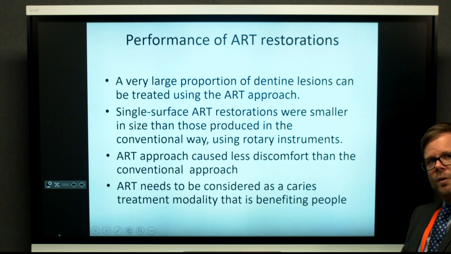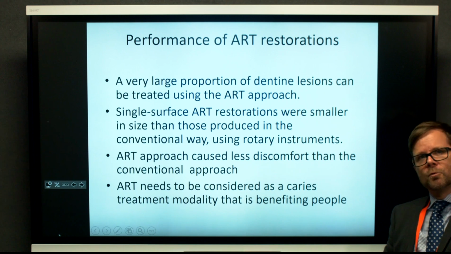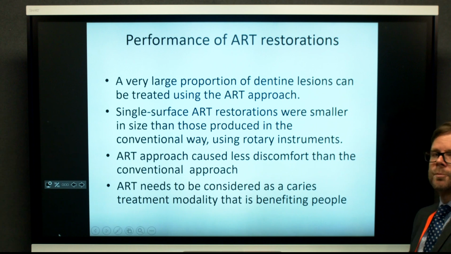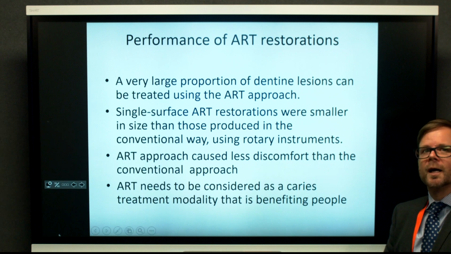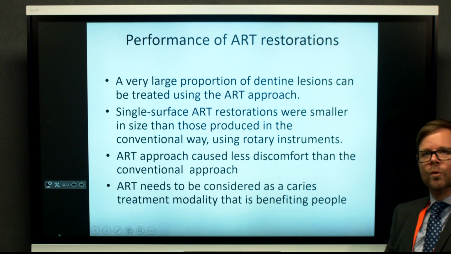So when we look across the literature, there is a large proportion of restorations that could be treated using the ART approach, but currently are not being treated in that way. They're being treated in a conventional way that actually results in more tooth destruction.